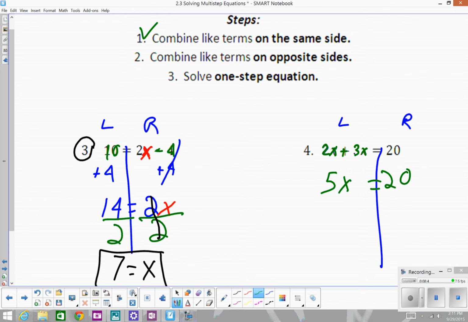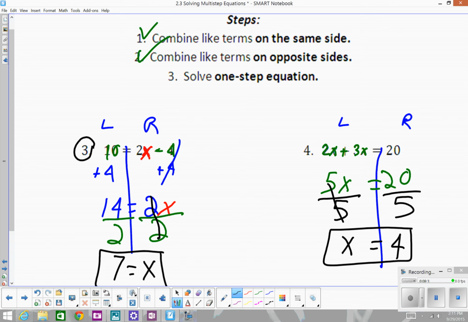Now, do I have like terms on opposite sides? I have 5x on the left side, 20 on the right side. Do I have like terms on opposite sides? No, I do not. So then you're going to solve the one-step equation. With the equations that I give you, you're almost always going to divide in the last step. This 5 is multiplying x, divide by 5, divide by 5. You're left with x is equal to 20 divided by 5, which is 4. That's going to be my answer.